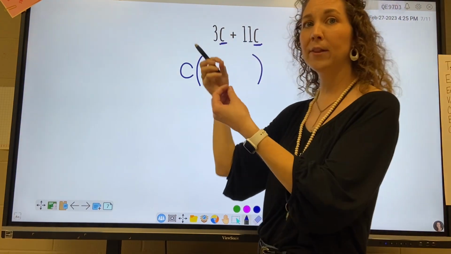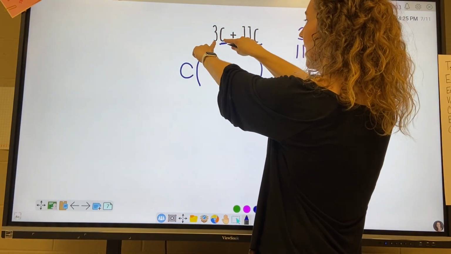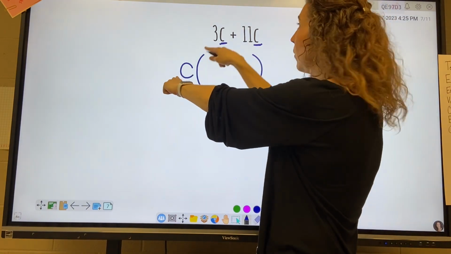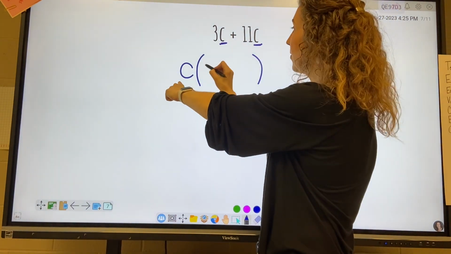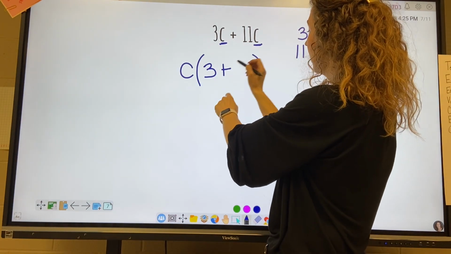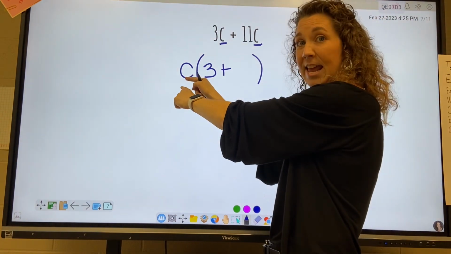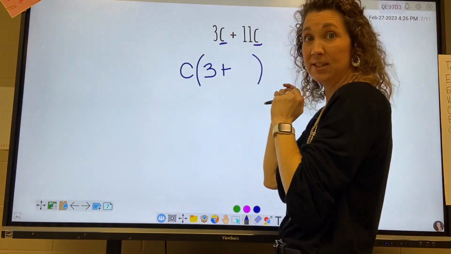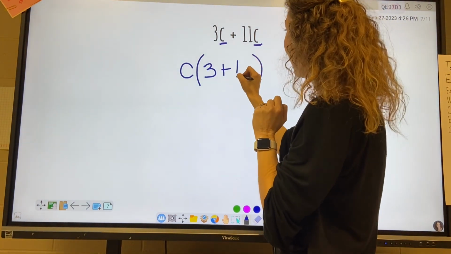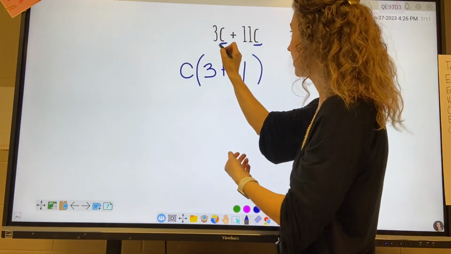And if we pull the C out, think about your multiplication facts. This is 3 times C. We pulled out the C, what's left? The 3 is left. Then we've got a plus sign. And we have 11C. If we pull out the C, what's left? 11 is left. And that's the way we're going to put our answer this time.